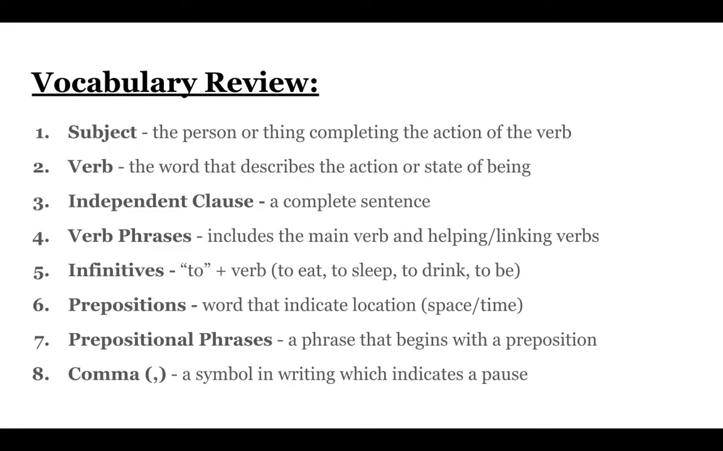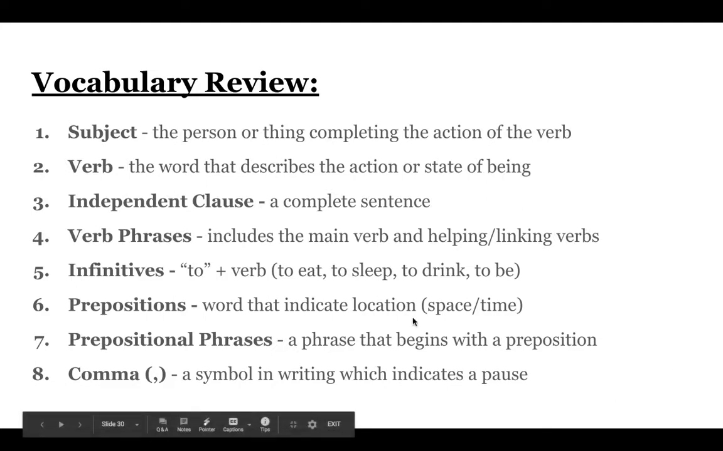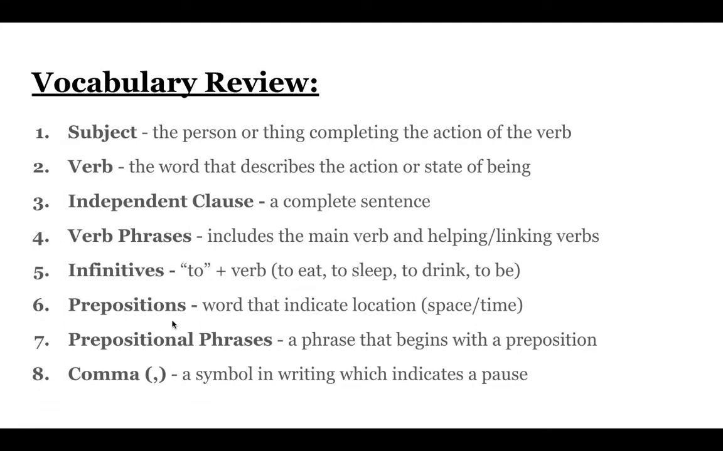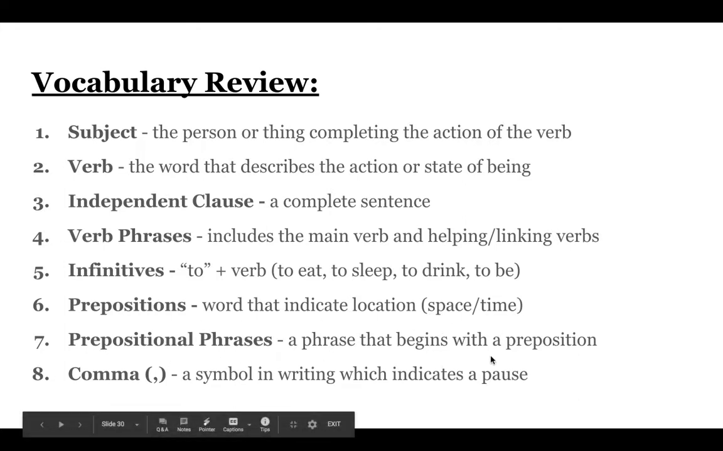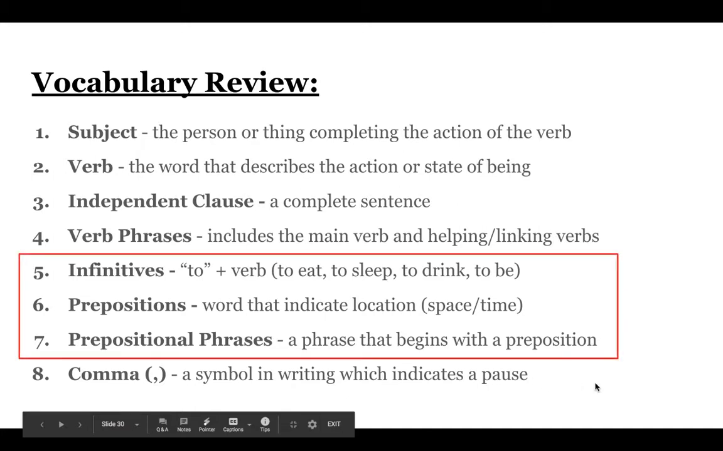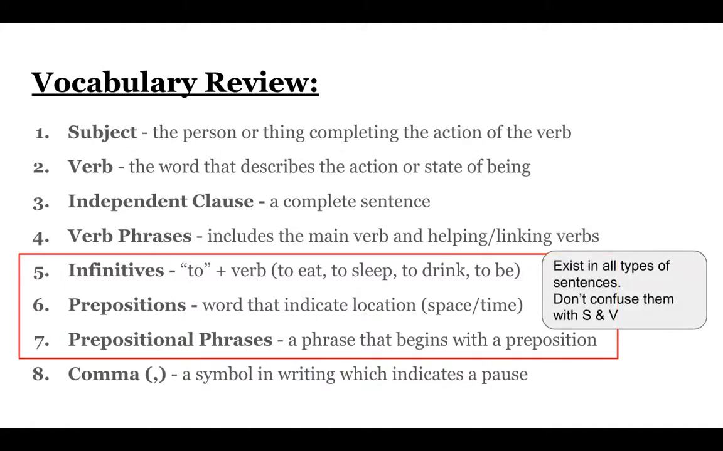All right, quick vocabulary review. We have our subject, our verb, our independent clause, verb phrases, and infinitives, which you've learned about before. Today we added on prepositions, words that indicate location in space or time. Prepositional phrases is the phrase that begins with a preposition, and then comma, which is a symbol in writing which indicates a pause, and that is the symbol for a comma. Okay, you want to remember that infinitives, prepositions, and prepositional phrases won't necessarily be in every sentence. Make sure you don't confuse them with the subject and verb. They are part of an independent clause.